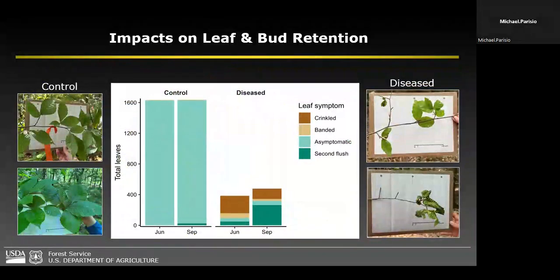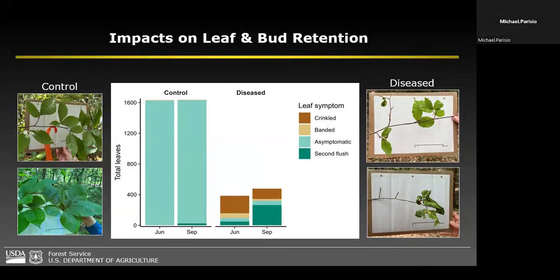In these stands, I also measured leaf out and the symptoms that we observed at leaf out. So in that control stand, you can just see the sheer number of leaves is much higher compared to the disease stand. This was quantified at 2 different times, so looking at June just after leaf out and then September. You can see in September what's coded in that dark green color, those are second flush leaves.